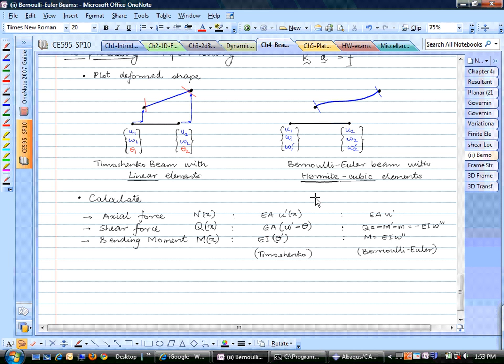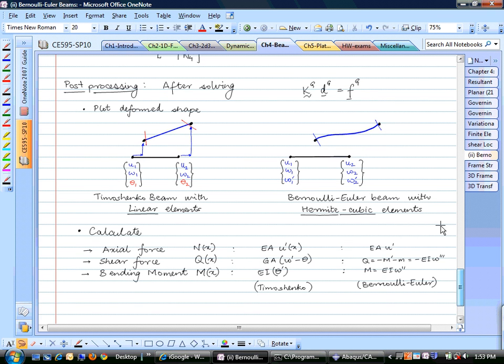So once you have the final solution, D, you can just go back and find out what the element degrees of freedom are, plot the shape, and calculate shear force and bending moment at any location you want. And using those shear force and bending moments, then you can go back and design that cross section to be able to carry that shear force and bending moment.